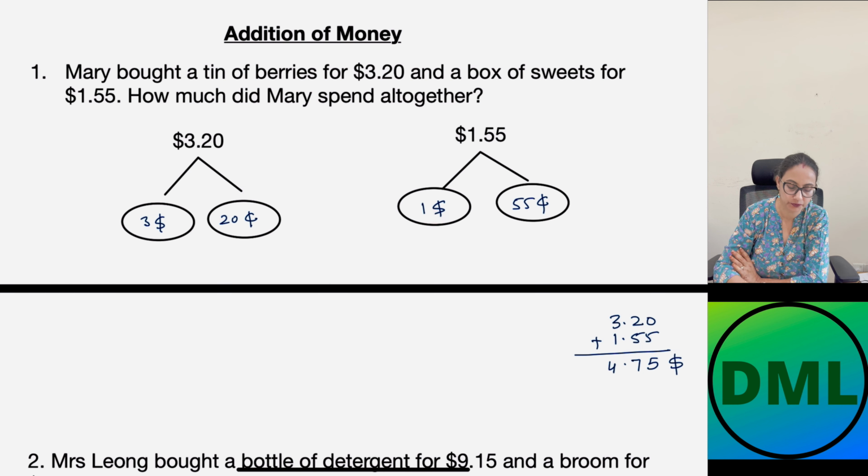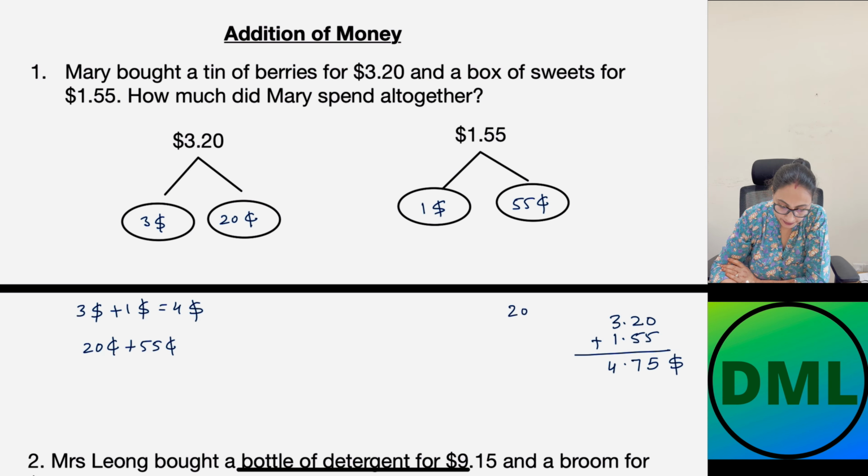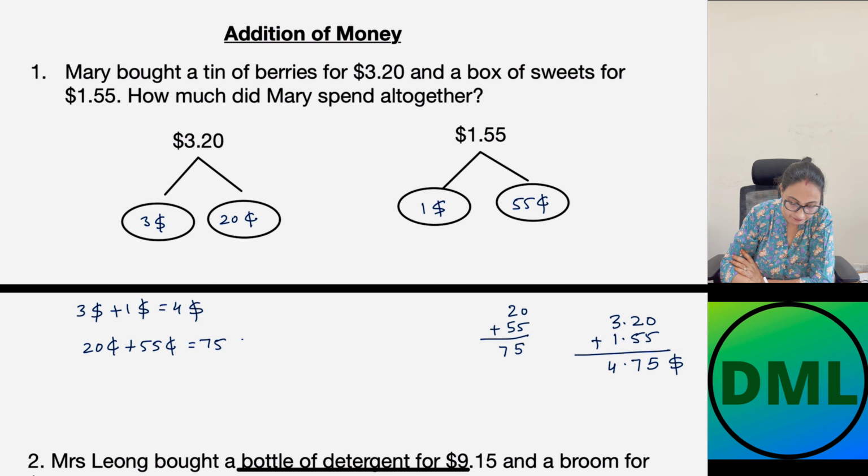How many dollars do we have now? $3 plus $1 will give you $4. I have to add cents now. 20 cents plus 55 cents. Let's add it here, 20 and 55. My answer will be 5 plus 0 is 5, 5 plus 2 is 7. This will be equal to 75 cents.